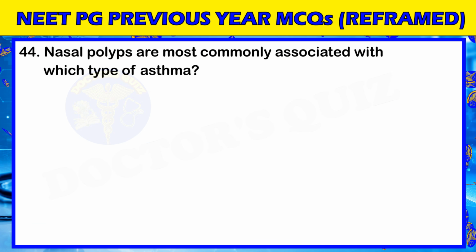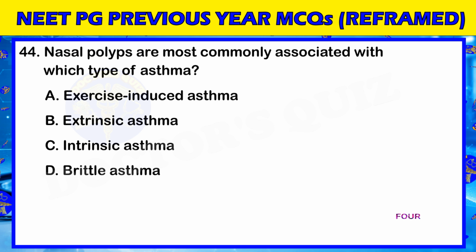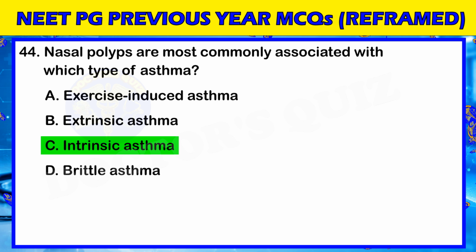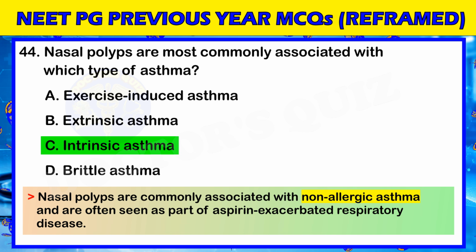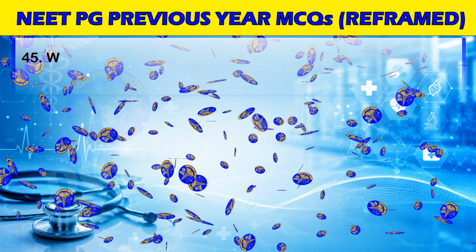Nasal polyps are most commonly associated with which type of asthma? The right answer is option C, intrinsic asthma. Nasal polyps are commonly associated with non-allergic asthma and are often seen as part of aspirin-exacerbated respiratory disease.